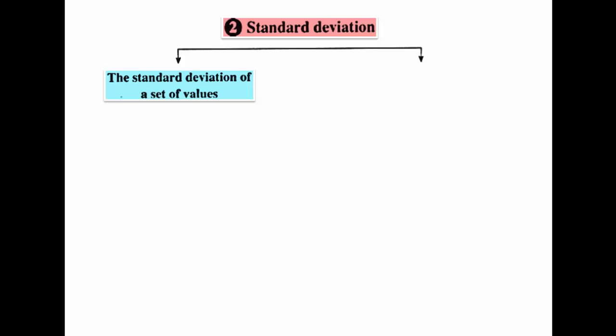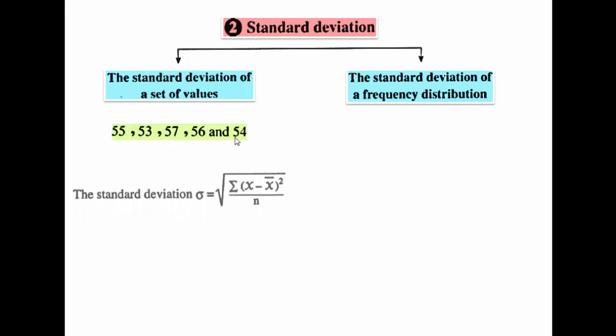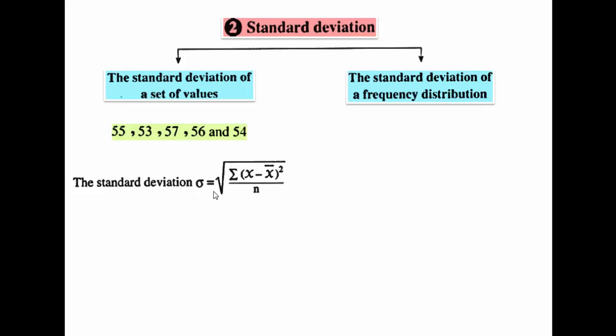Number 2, standard deviation. The standard deviation of a set of values, and the standard deviation of a frequency distribution. First example, the standard deviation of a set of values: 55, 53, 57, 56, and 54. The standard deviation rule is sigma equals the root of the summation of (x minus x bar) all to the power 2, over n.